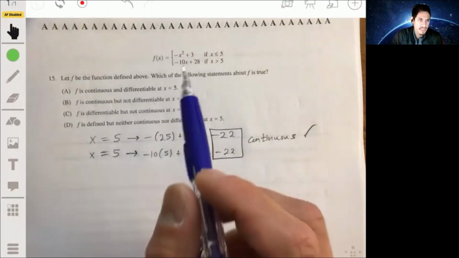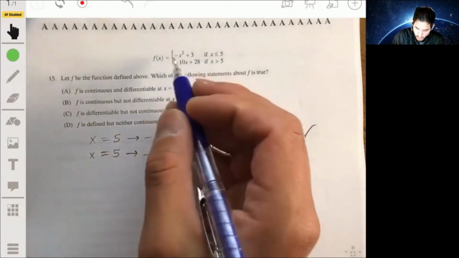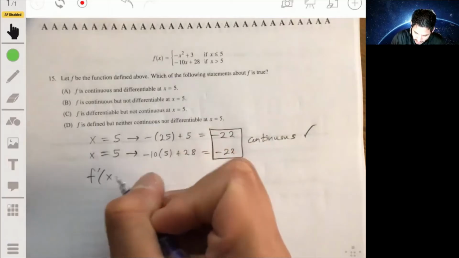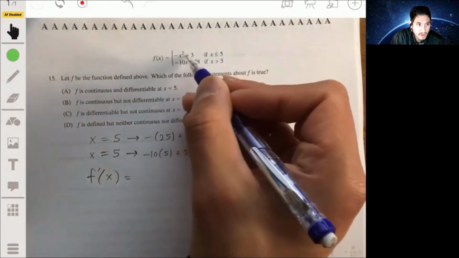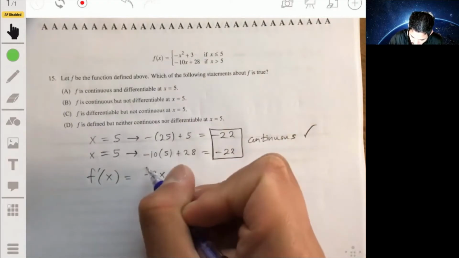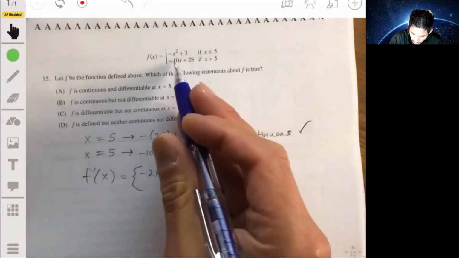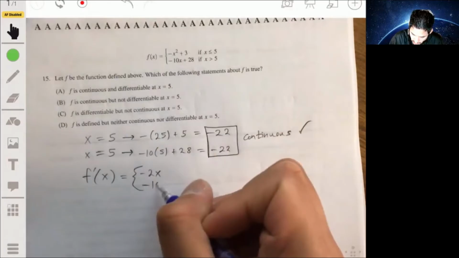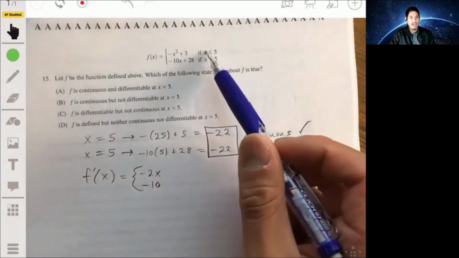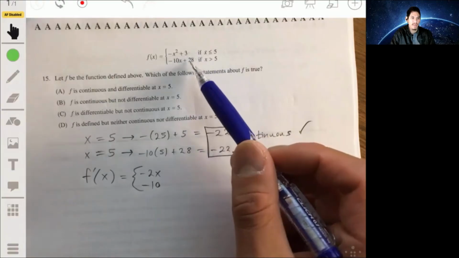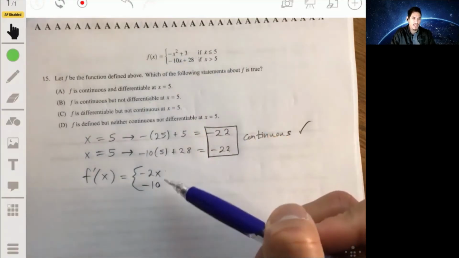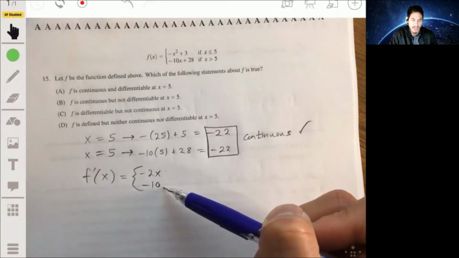Now, let's see if it's differentiable. So let's first find the derivative of f of x. The derivative of this top expression would be negative 2x. And the derivative here would just be negative 10. Now, to find if it's differentiable at x equals 5, that means when you plug 5 into here and here, you would get the same value.